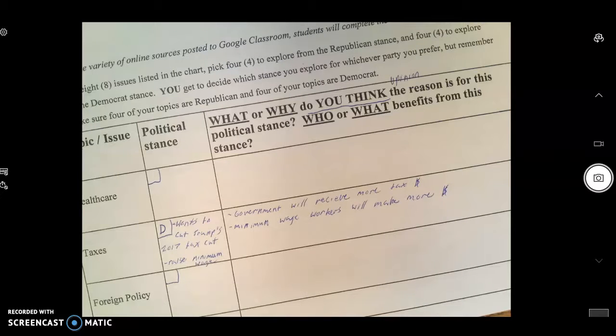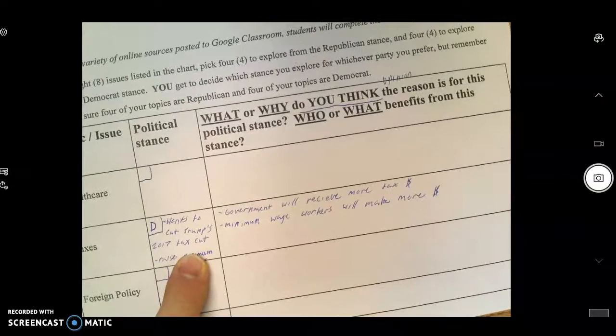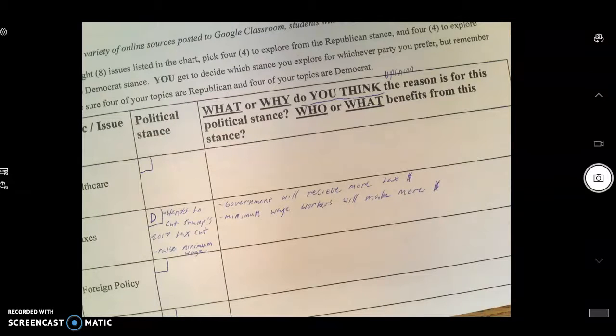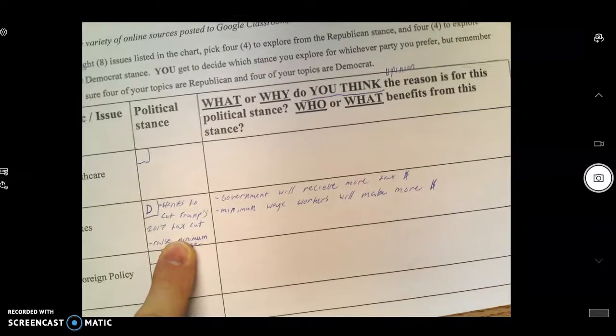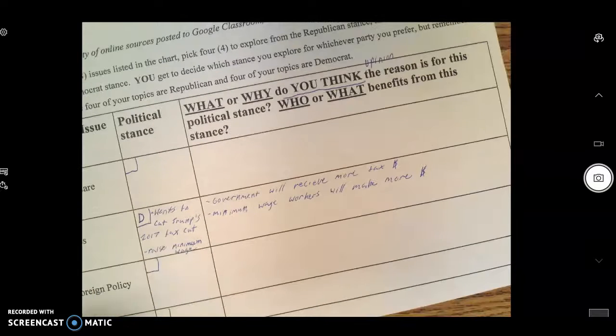Hey, if he cuts Trump's 2017 tax cuts, what will corporations have to pay more of then? He cut their taxes in 2017. So if Biden restores those taxes, what will corporations have to pay more of? They'll have to pay more what? They'll have to pay more taxes, right?